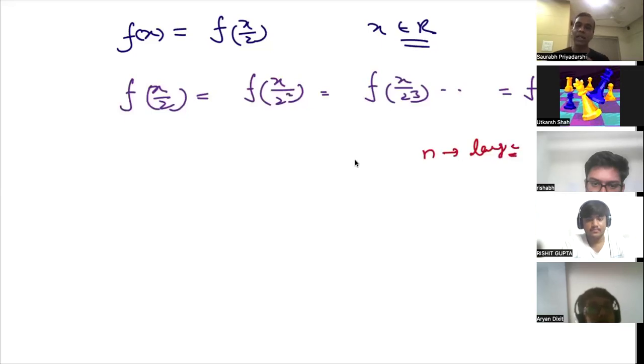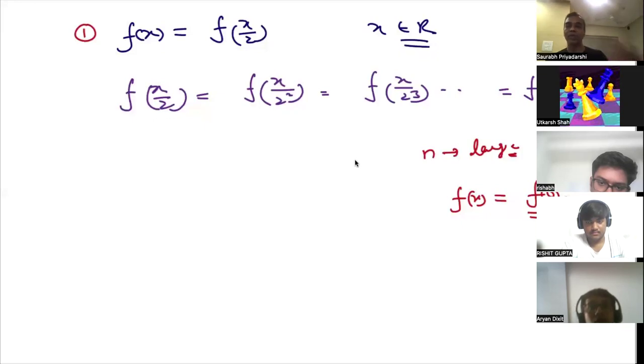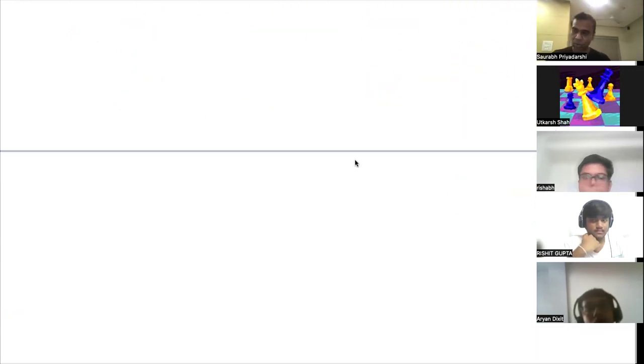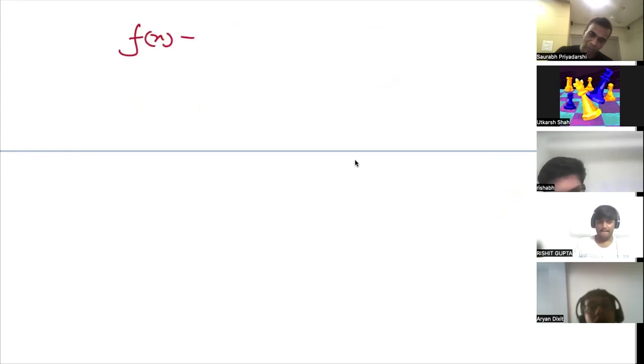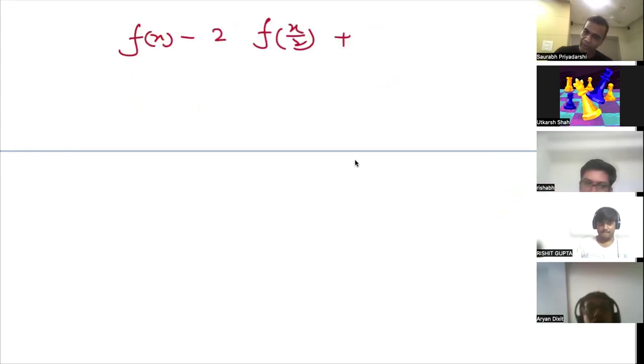If n is very large, this will be nothing but 0. So f(x) is equal to f(0). This is one of the functions. Maybe it is possible we get other functions too, but I want to show you exactly how to work on this, right? Why do I want to show you this? Because I want to give you this question. This is one of the famous questions.